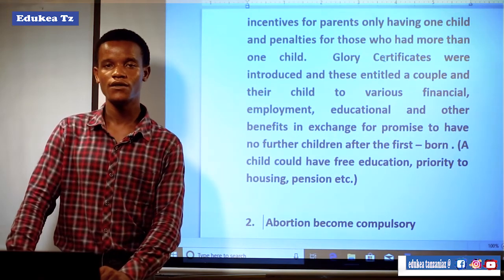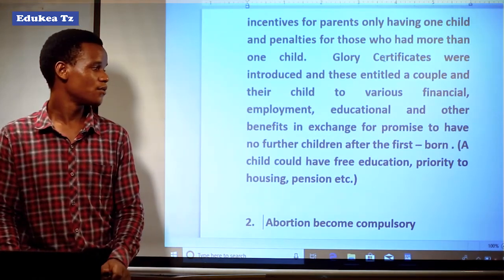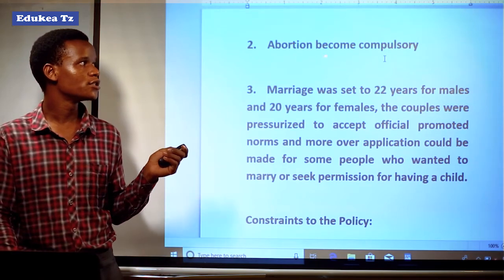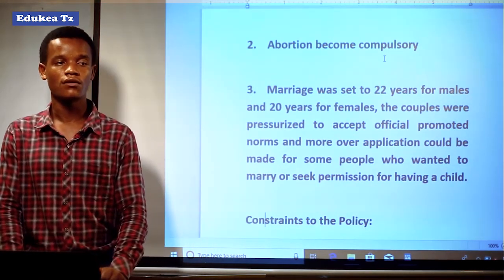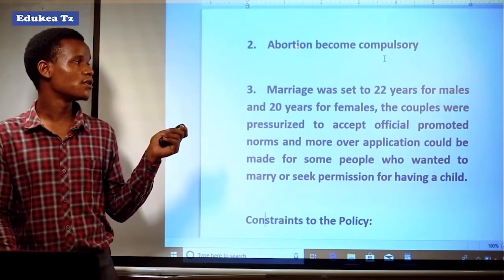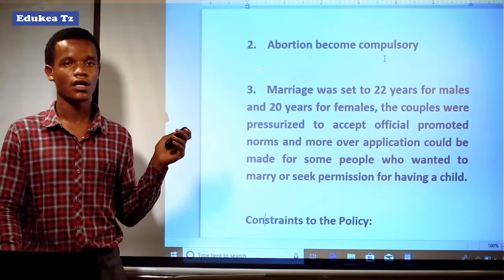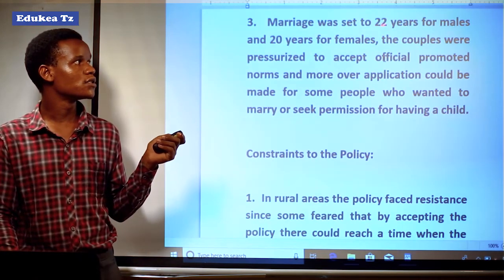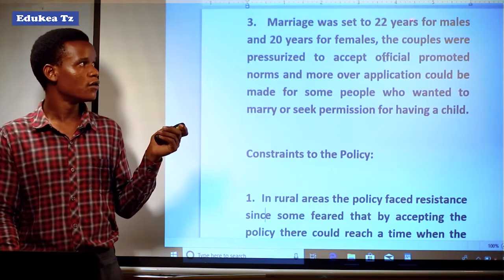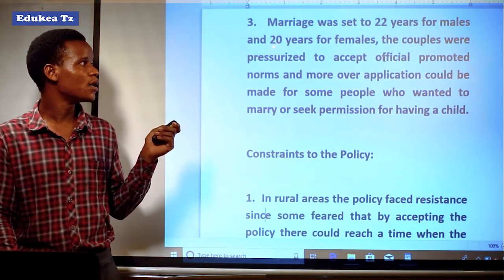So every citizen in China was supposed to have 1 child, and that is a policy put in place by the government of China. The government also encouraged abortion. They thought abortion was among the best ways of controlling the population, so abortion became compulsory. Through these measures, they succeeded in controlling their population. Another is that marriage age was set at 22 years for males and 20 years for females.